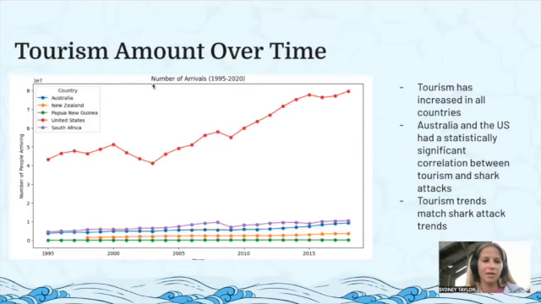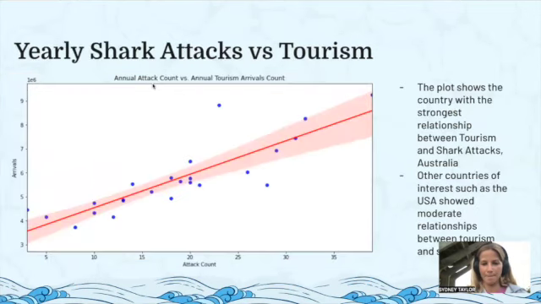So one of the data sets that we cross-referenced was the tourism data. We have our top 5 countries here in our graph, and you can see that there has been a steady increase across all countries from 1995 until 2020. And here we have a plot that shows the correlation between the annual attack count and the annual tourism in Australia, and you can see that there's a pretty strong correlation between tourism and shark attacks.